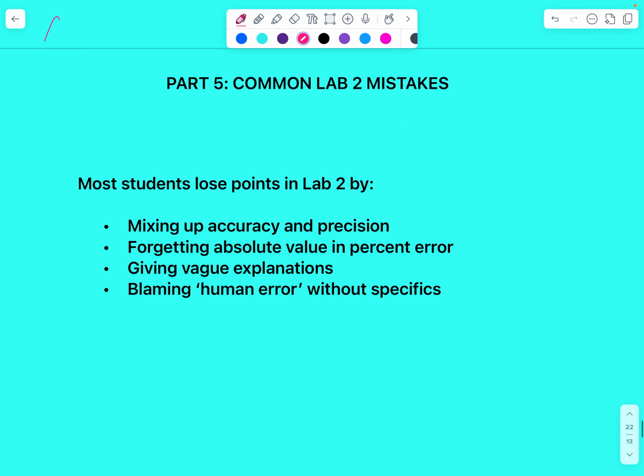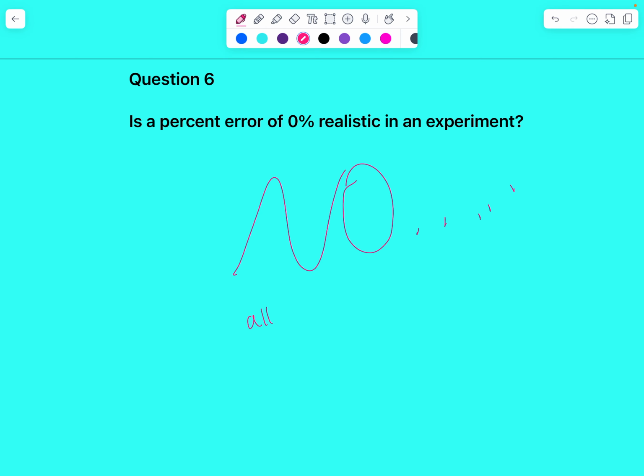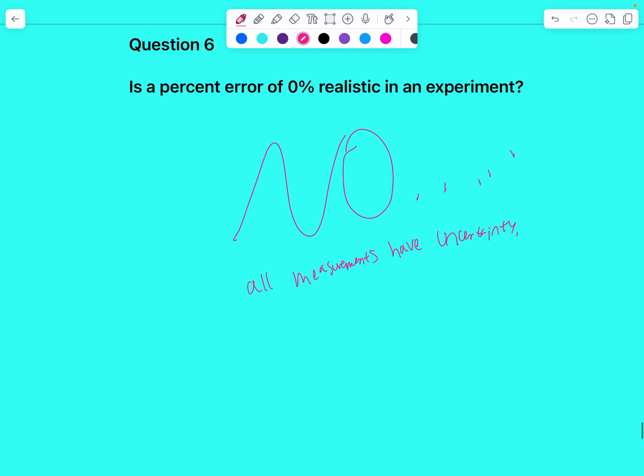Let's go on to question 6, a realism check. Is a percent error of 0% realistic in an experiment? Can everything in a lab go perfect? No. All measurements have uncertainty. And a 0% error usually means it's either a coincidence or you accidentally overrounded. Either way, it's not right.